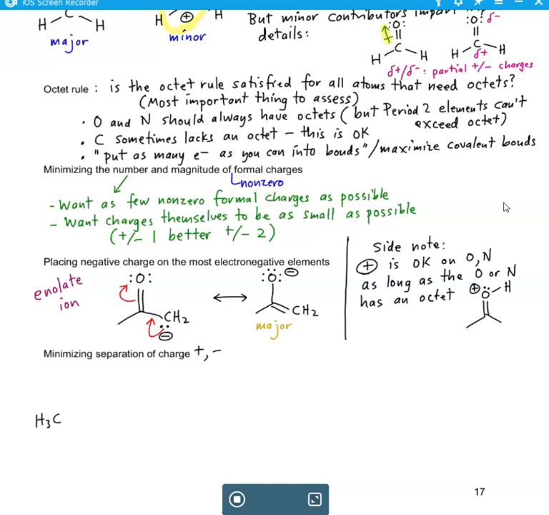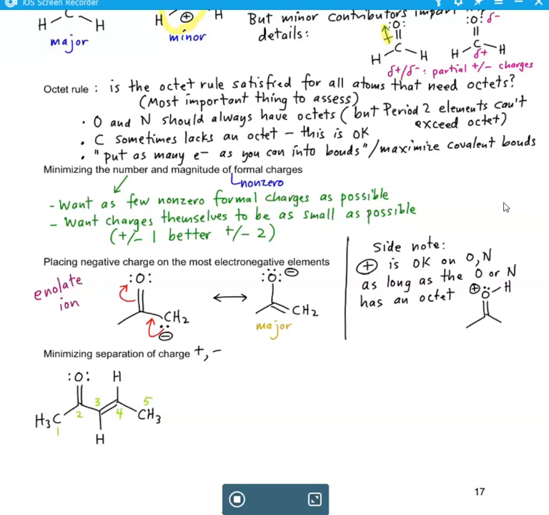So let's draw a structure. Like so. Now I'm going to put some numbers on the carbons so that we have some points of reference to talk about. And then I'm going to draw some resonance for this.